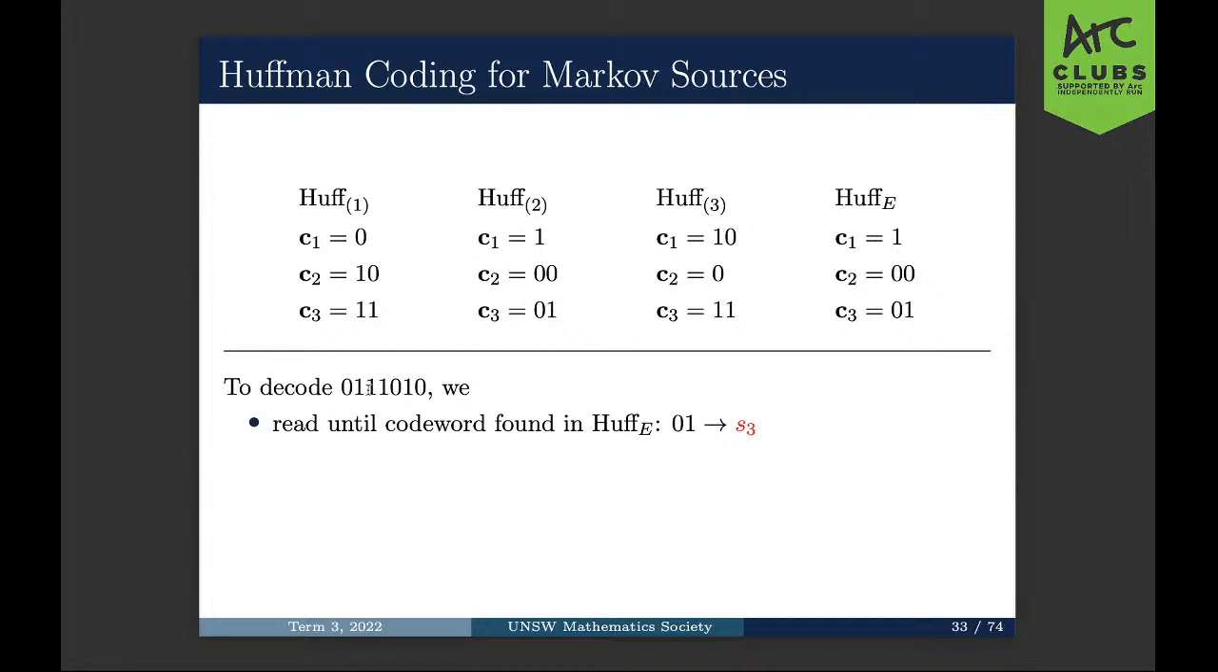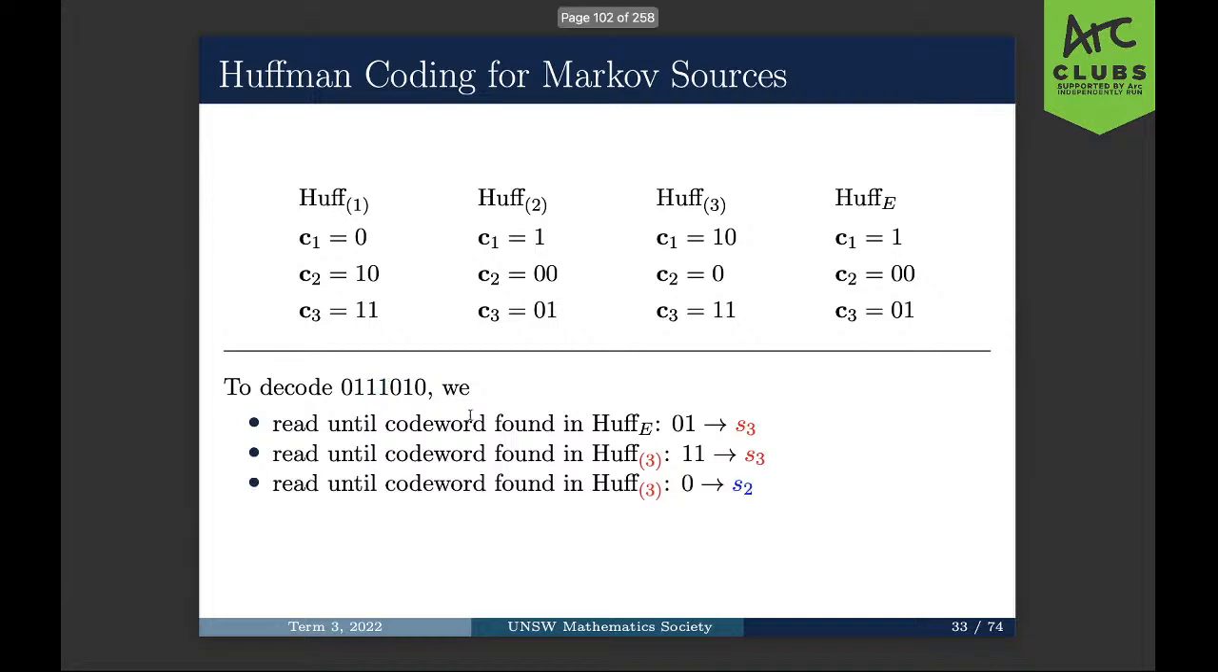Now we focus on the rest of the message here. And since S3 was the last one that we decoded, we use Huff3 to decode the second symbol. So reading from where we left off, we look at the 1, is that a code word in Huff3? No. 1, is that a code word in Huff3? Yes, and that's S3 again. So we carry on. We have this much left. We use Huff3 to decode something in here. We look at Huff3 again. We read from where we left off. 0, is that a code word? Oh yes, already. That's S2, or C2, so S2.